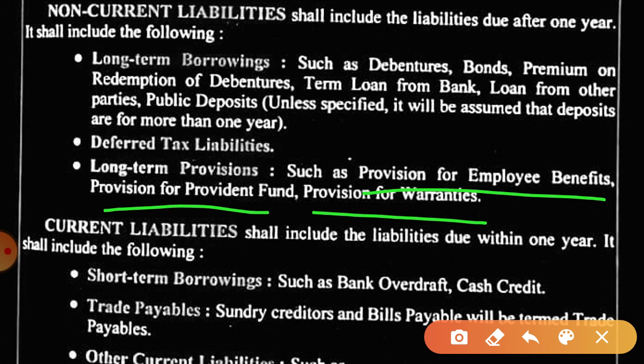Then the next heading is current liabilities. So it is easy to remember: how many heads are there on the equity and liability side? Four heads are there, isn't it? Which is the first head? Shareholders' funds. What are the subheads in shareholders' funds? There are three subheads. What are those? A is share capital, B is reserves and surplus, and C is money received against share warrants.